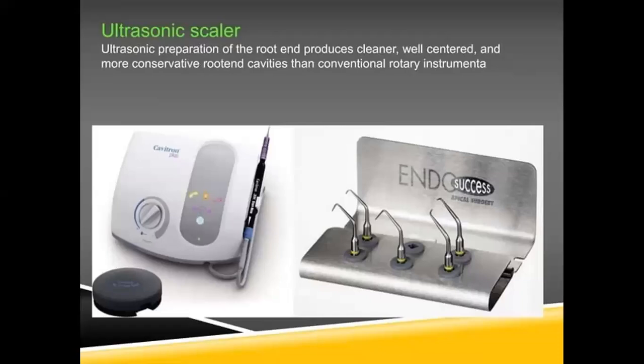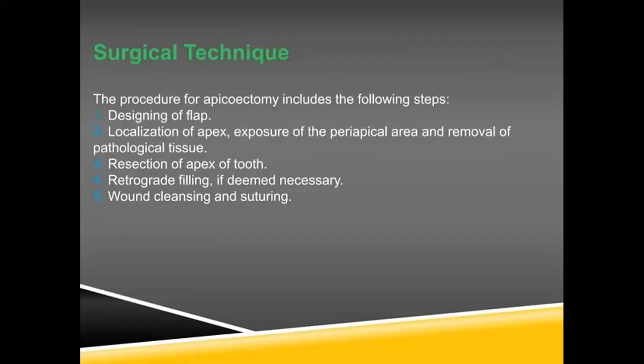Ultrasonic scaler may be required for root end cleaning and preparation, creating well centered and more conservative root end cavities than conventional rotary instruments. Surgical technique. The procedure for apicectomy includes the following steps: designing of the flap, localization of the apex, exposure of the periapical area, and removal of the pathological tissues. Then we do the resection of the apex of the root and retrograde filling if necessary. Then wound cleaning and suturing is done.